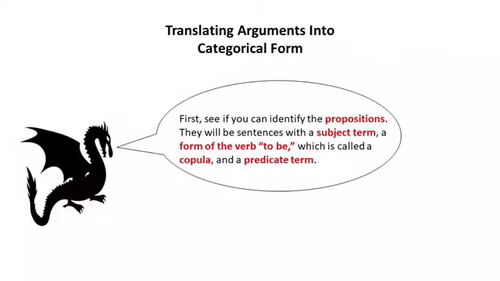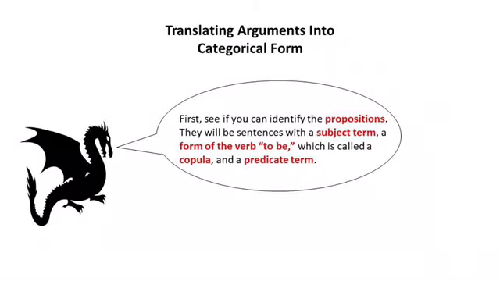So Mr. Dragon comes back and he says, first, see if you can identify the propositions. And he makes it very clear. He says, they will be sentences with a subject term, a form of the verb to be, which is called a copula, and a predicate term. And again, if you need to pause the video while you take notes, be sure to do that. But propositions really have 3 parts to them. A subject term, a form of the verb to be, and we're talking things like is, are, am, was, were, things like that. And the particular way we describe that in logic, we call that the copula.